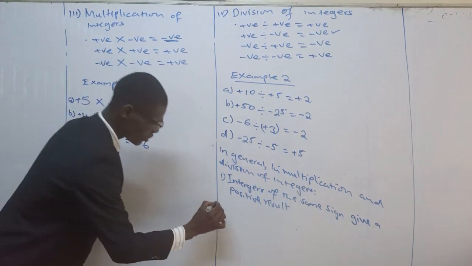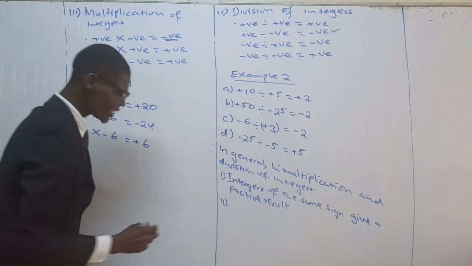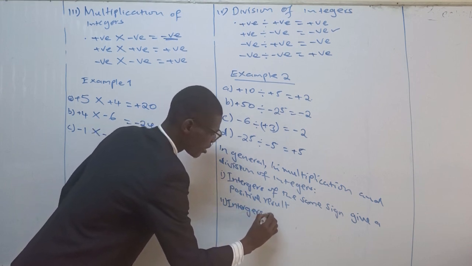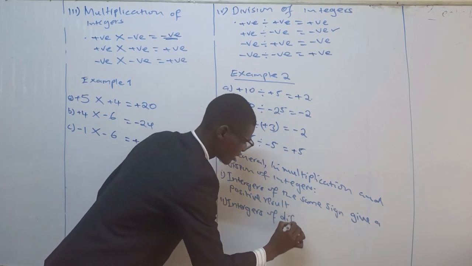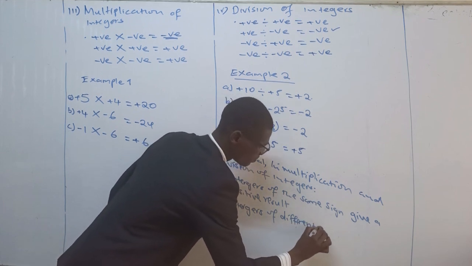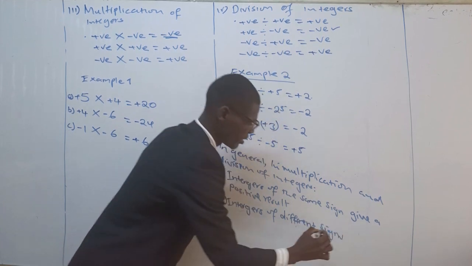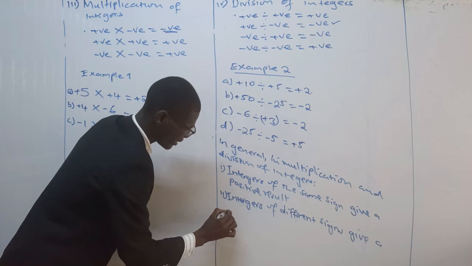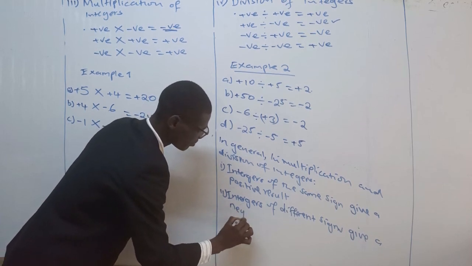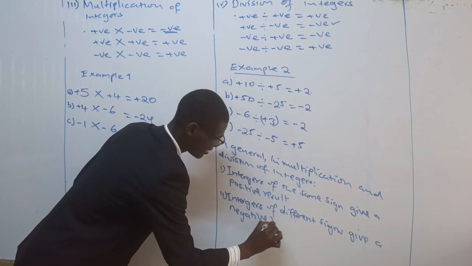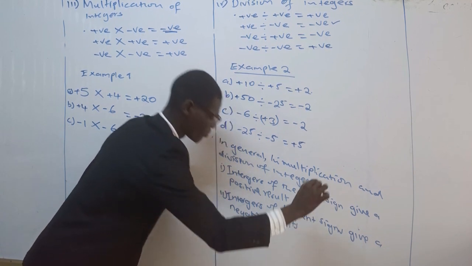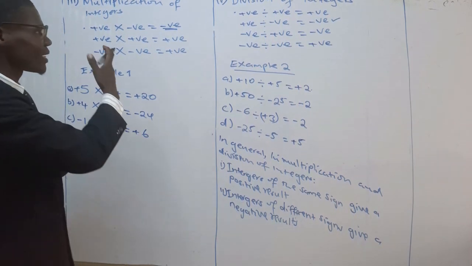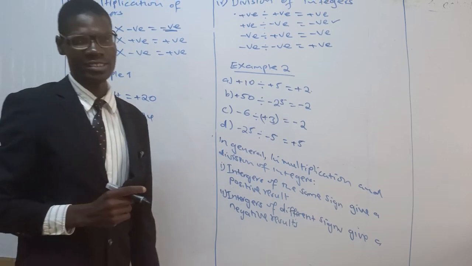Roman 2: integers of different signs give a negative result. Now, this is all about multiplication and division of integers.